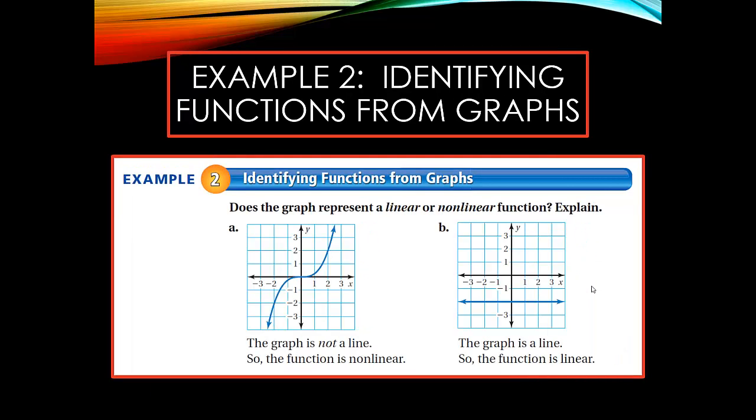For our second example, we're identifying functions from graphs. Does the graph represent a linear or nonlinear function? Explain. So for A, if we look at our graph, we can see the graph is not a line, so the function is nonlinear. For B, when we look at our graph, we can see that we have a line, so the function is linear.